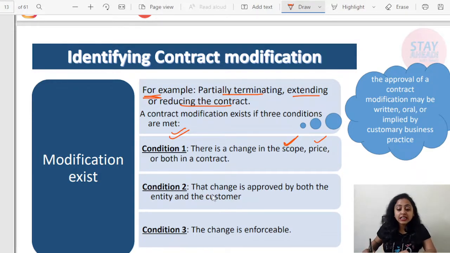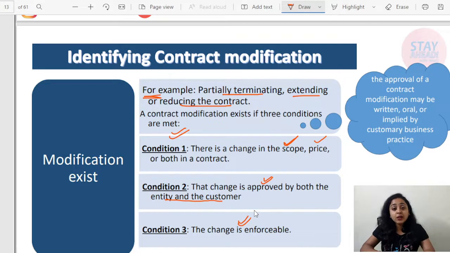Second condition, that the change is approved by both the parties. It should not be like people who do not have authority are changing the scope or nature or price of the contract. It should be via proper authority and it should get approval from both the parties. Third, the change is enforceable. The change will come into effect. It is enforceable by the parties. Then only it will be considered as contract modification.